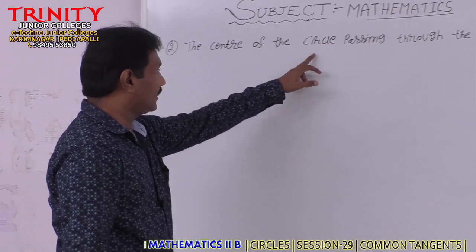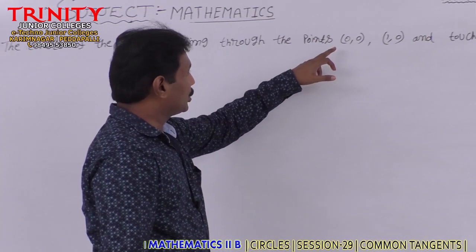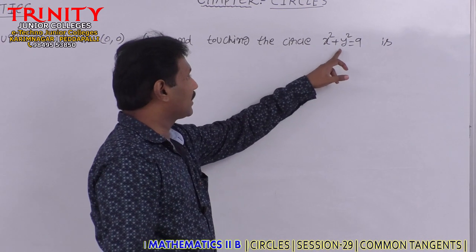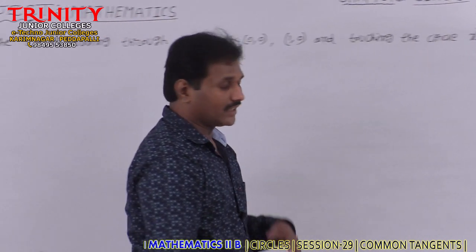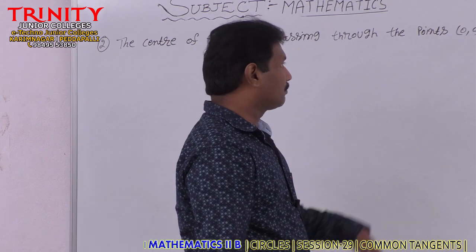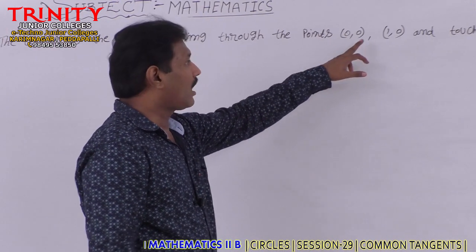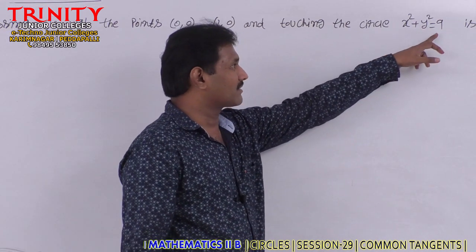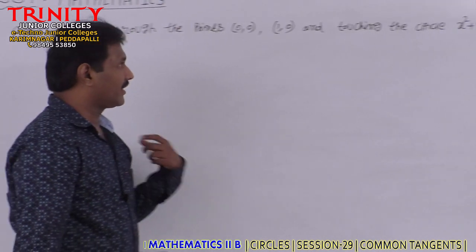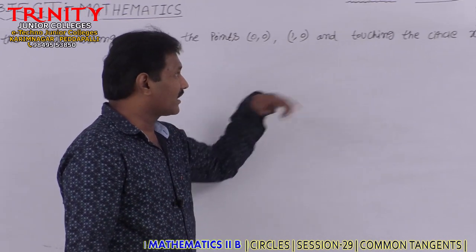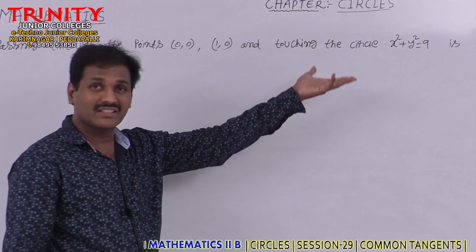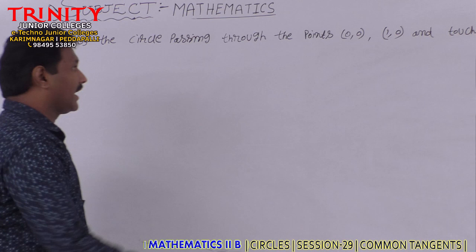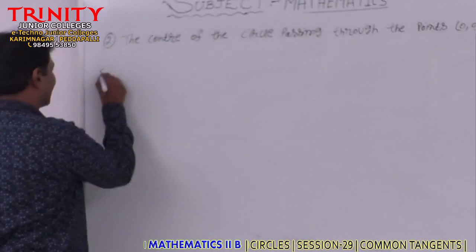The center of the circle passing through the points 0, 0, 1, 0 and touching the circle x square plus y square equal to 9 is. That means our required circle passes through the origin and also 1, 0 and also touches the circle x square plus y square equal to 9. Find the required equation. That means our required circle touches the circle either externally or internally. Using these three properties, with the help of these three conditions, find the required circle.